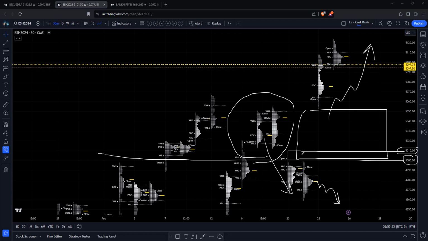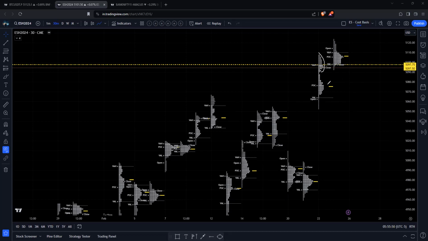We are not able to move above 5,000. The price is not maintaining above 5,000 levels, and they were expecting price to move lower. But what had happened is there was an event on Thursday. We had a double distribution, and on Friday, what we have is a sort of a balanced profile. I'm not seeing an excess around the highs.